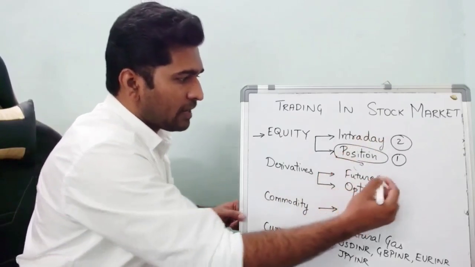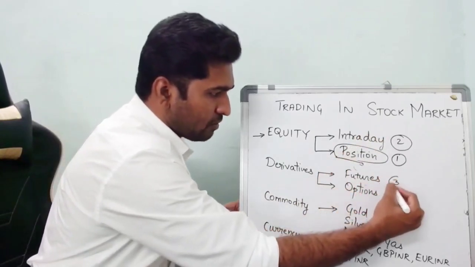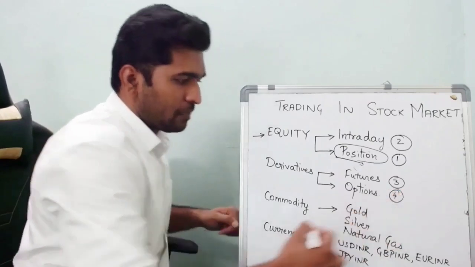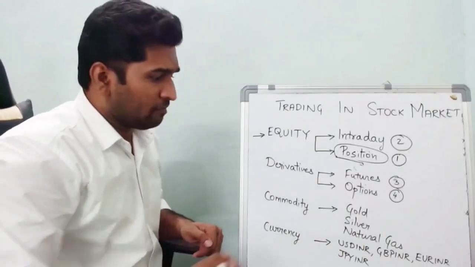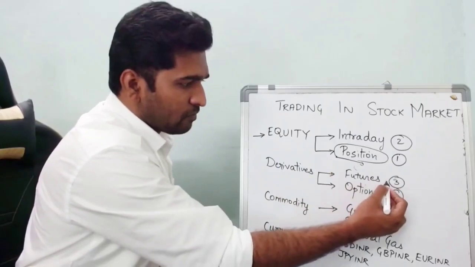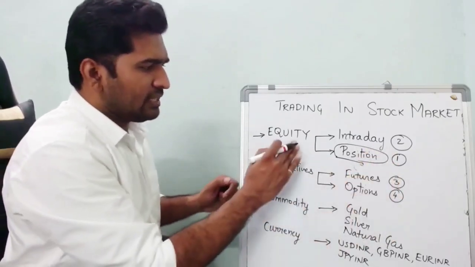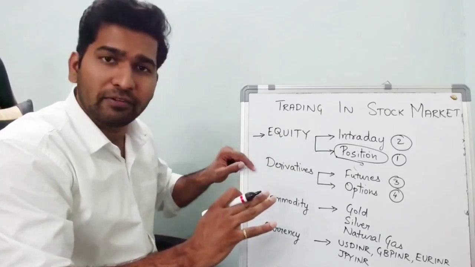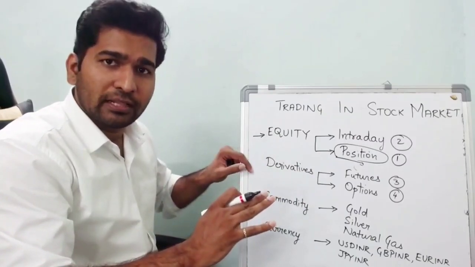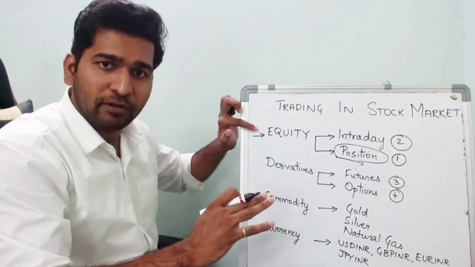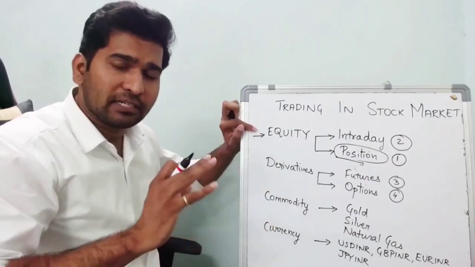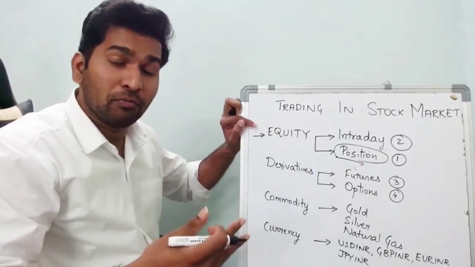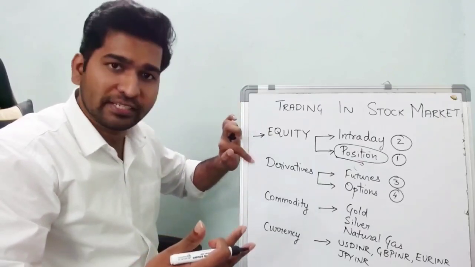After this, people can go into futures, and then finally options. Why I'm saying this is because the risk involved in equity is comparatively very, very less when you compare it with derivatives. That's the reason I say go with equity first. Understand the concepts, understand whatever technical indicators you're using, practice them more and more, develop your skill set, and then come to the risky products.